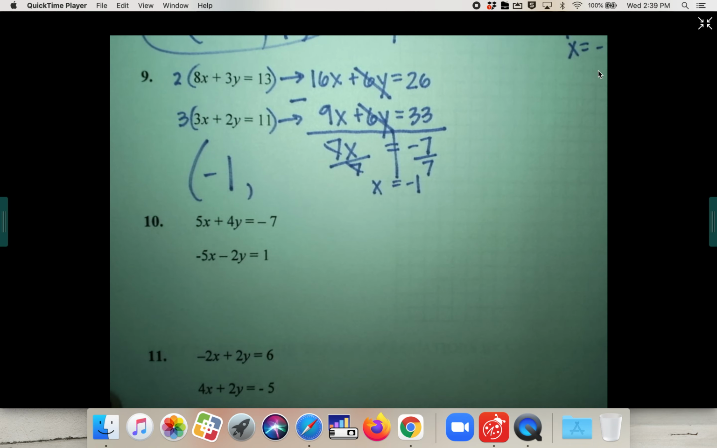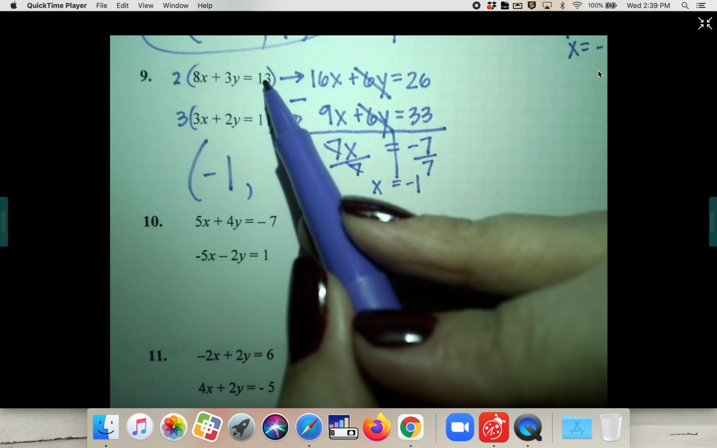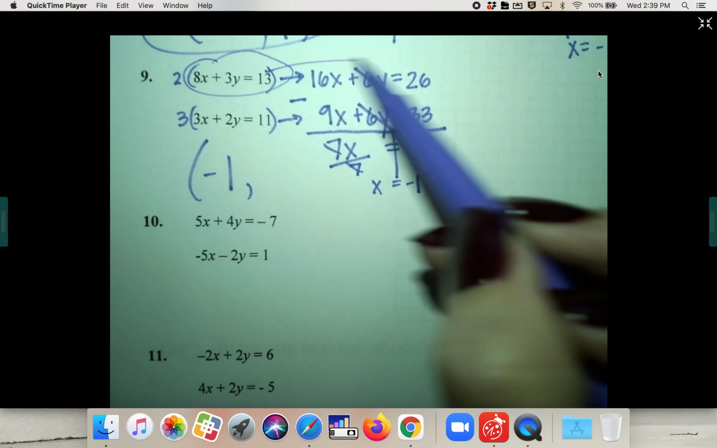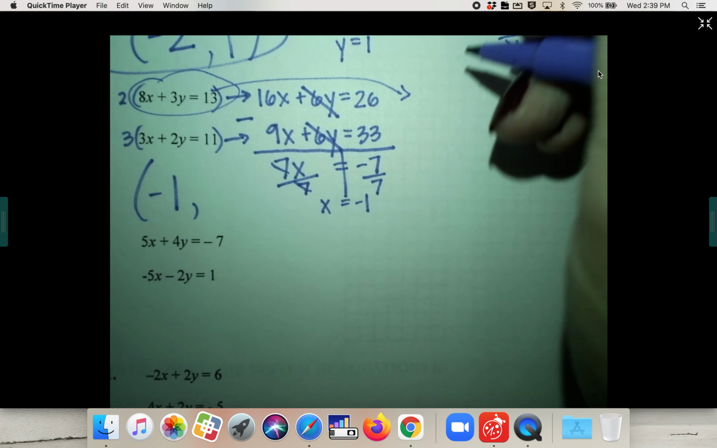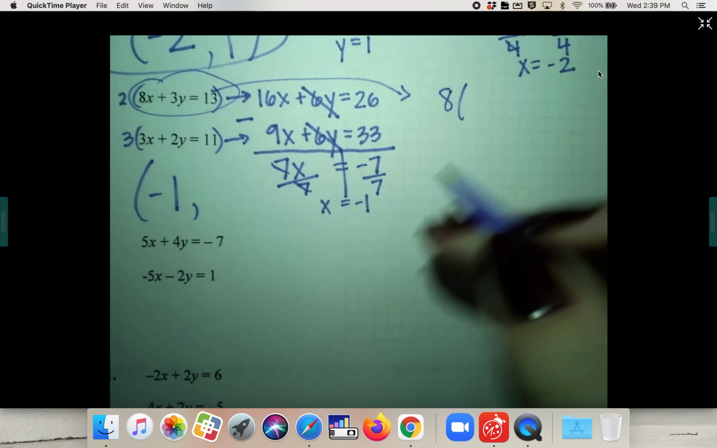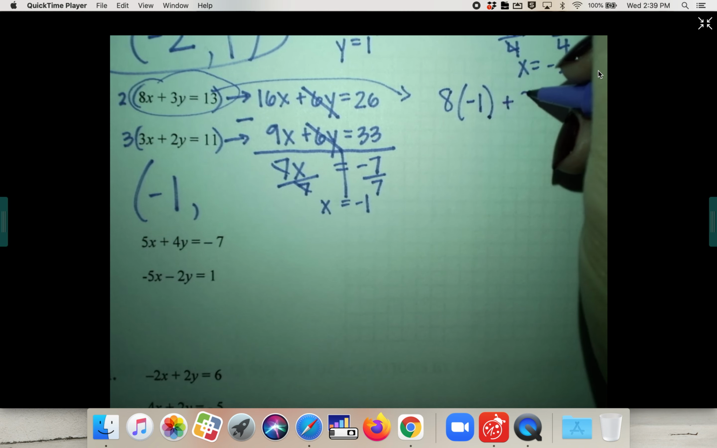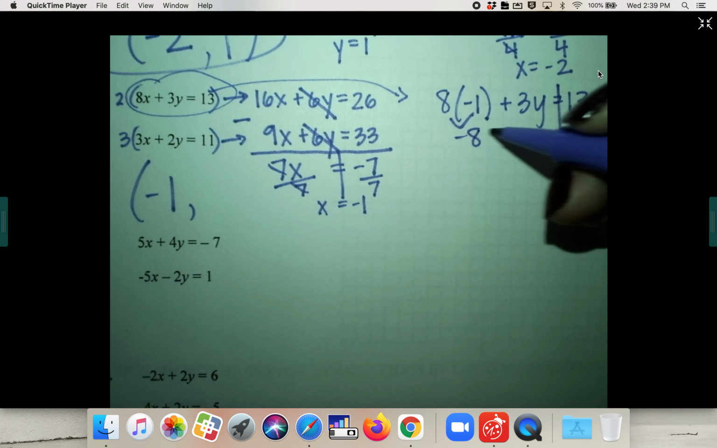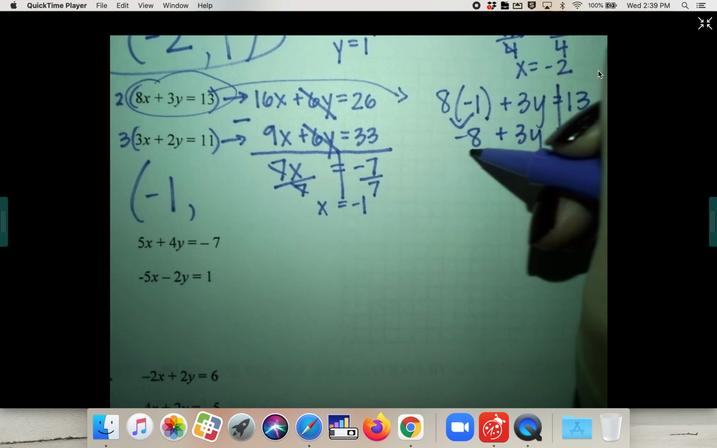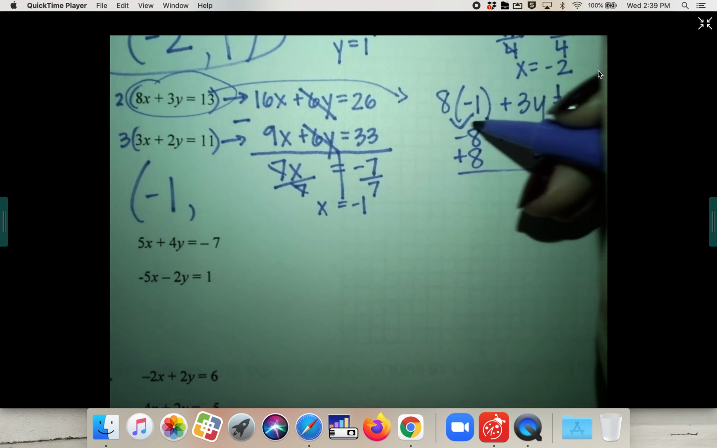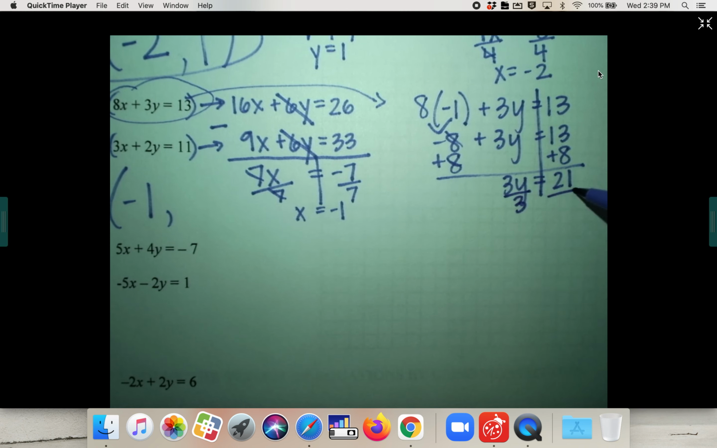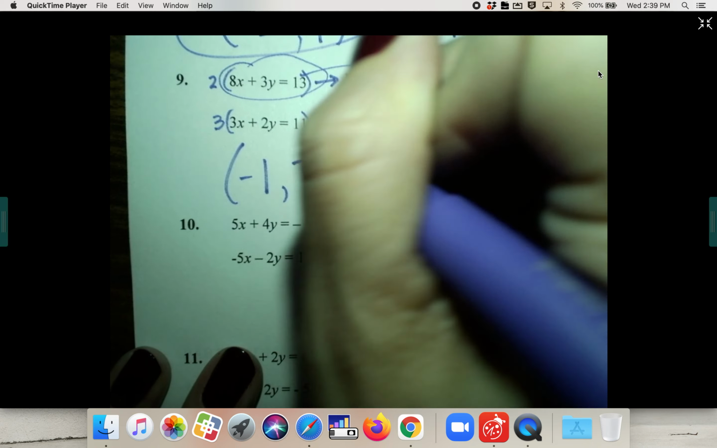Okay. And then we use x being negative 1 and plug it into this equation or this one or this one or this one. It does not matter which one. I'm just going to go with my top original one. So 8 times negative 1, because that's what x is, plus 3y equals 13. This would be negative 8. So therefore, I would add 8 to both sides. 3y equals 21. I hope I did that math right. Divide both sides by 3. Y equals 7. So my y coordinate is 7.